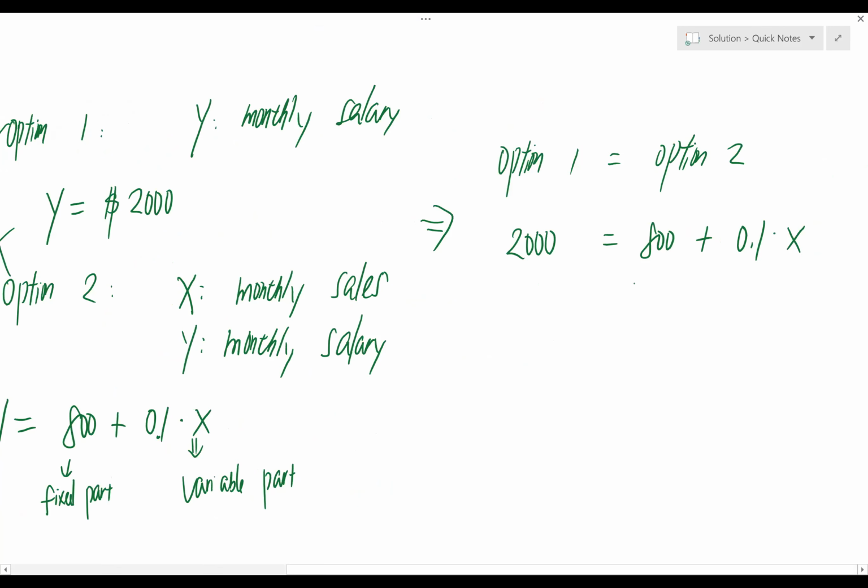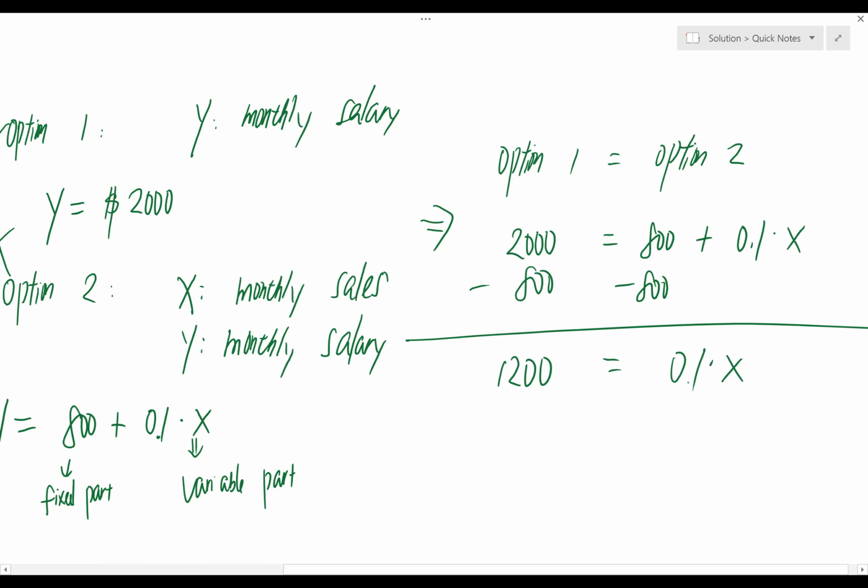So right here, first of all, we subtract 800 from both sides of the equation. Once subtracted, you get 1200 equal to 0.1x. Now you divide both sides of the equation by 0.1. Then we get the x value, right? So x equals 1200 divided by 0.1, which is $12,000.